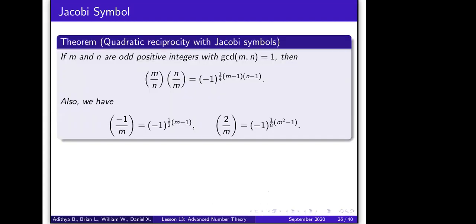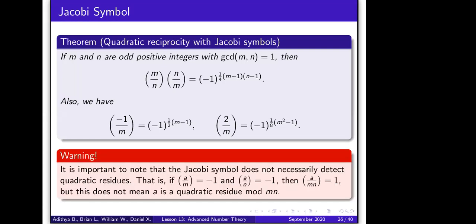So as I was saying, the reason this is really useful is that now quadratic reciprocity is not just limited to odd primes. This form makes it much more powerful, but there is a warning here. Now the Jacobi symbol does not necessarily detect quadratic residues like the Legendre symbol. So if a over m is -1 and a over n is -1, then for our Jacobi symbol, a over mn would be equal to 1.